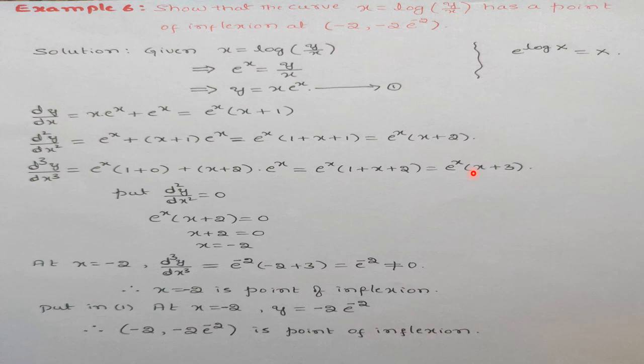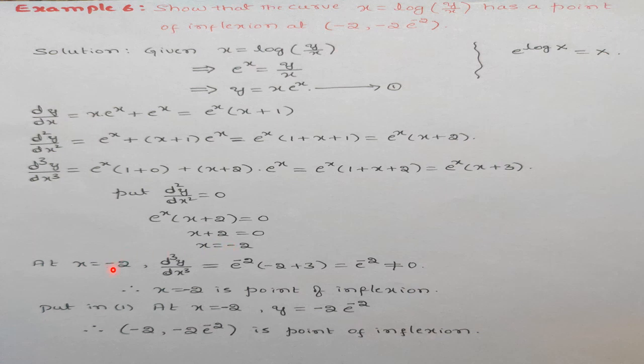What is the next step? For an inflection point, equate the second derivative with 0. Therefore, e power x into x plus 2 is the second derivative. Equating this to 0, e power x into x plus 2 is equal to 0. Therefore, x plus 2 is equal to 0, x is equal to minus 2.